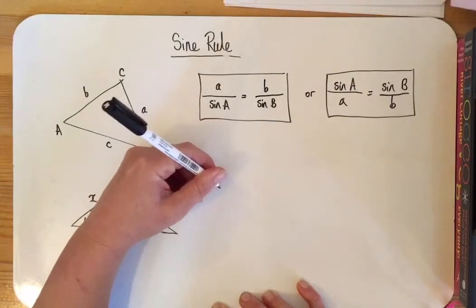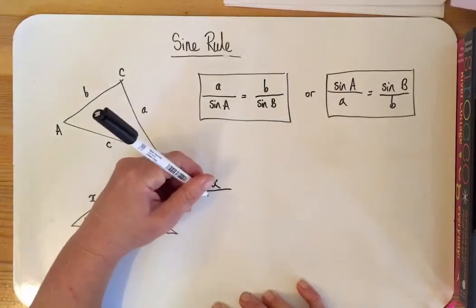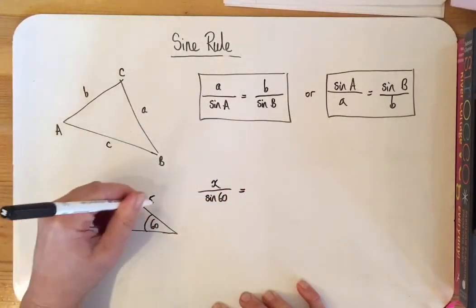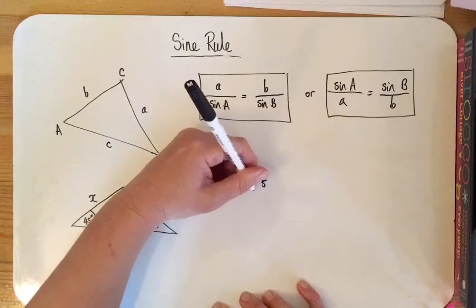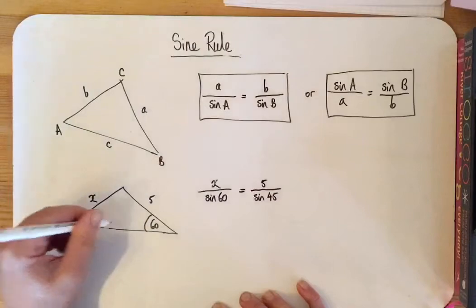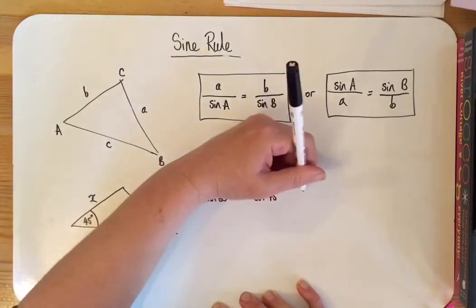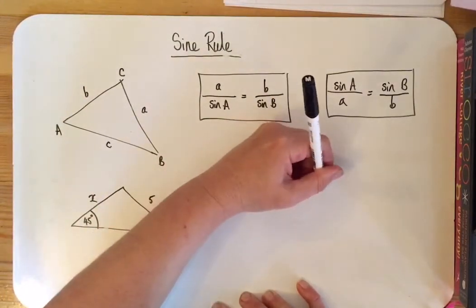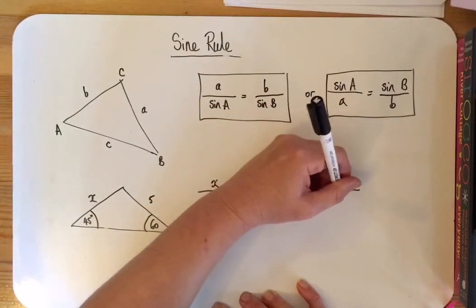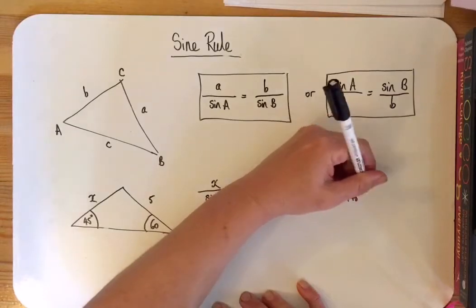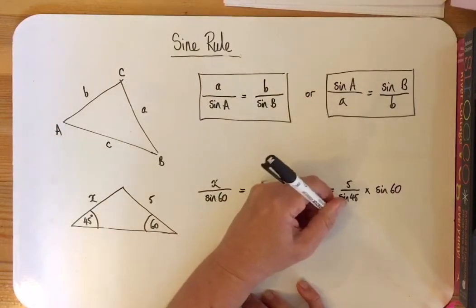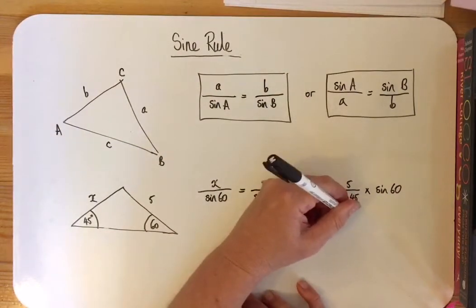So x over sine of the opposite angle is equal to 5 over sine of the opposite angle. And then from there, you can just pop that into a calculator. So x will equal 5 over sine 45 times sine 60, which gives us 6.12.